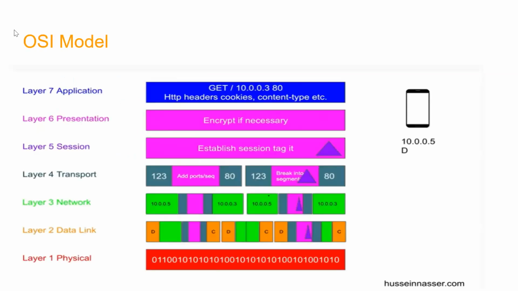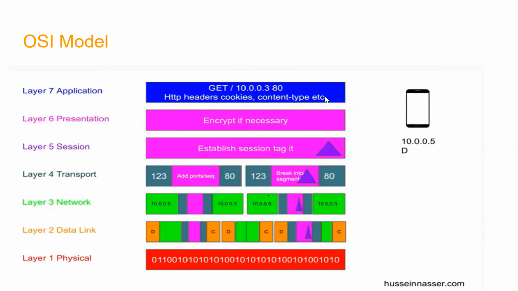Okay, so we know the OSI model, this is our reference model. It consists of 7 layers. For example, this is my source device. Remember when we were studying networking, we understood what exactly a network is. It's devices which are communicating with each other. So this is my source having IP address 10.0.0.5, and I want to access something placed at 10.0.0.3, and the port number on which I want to access is 80.